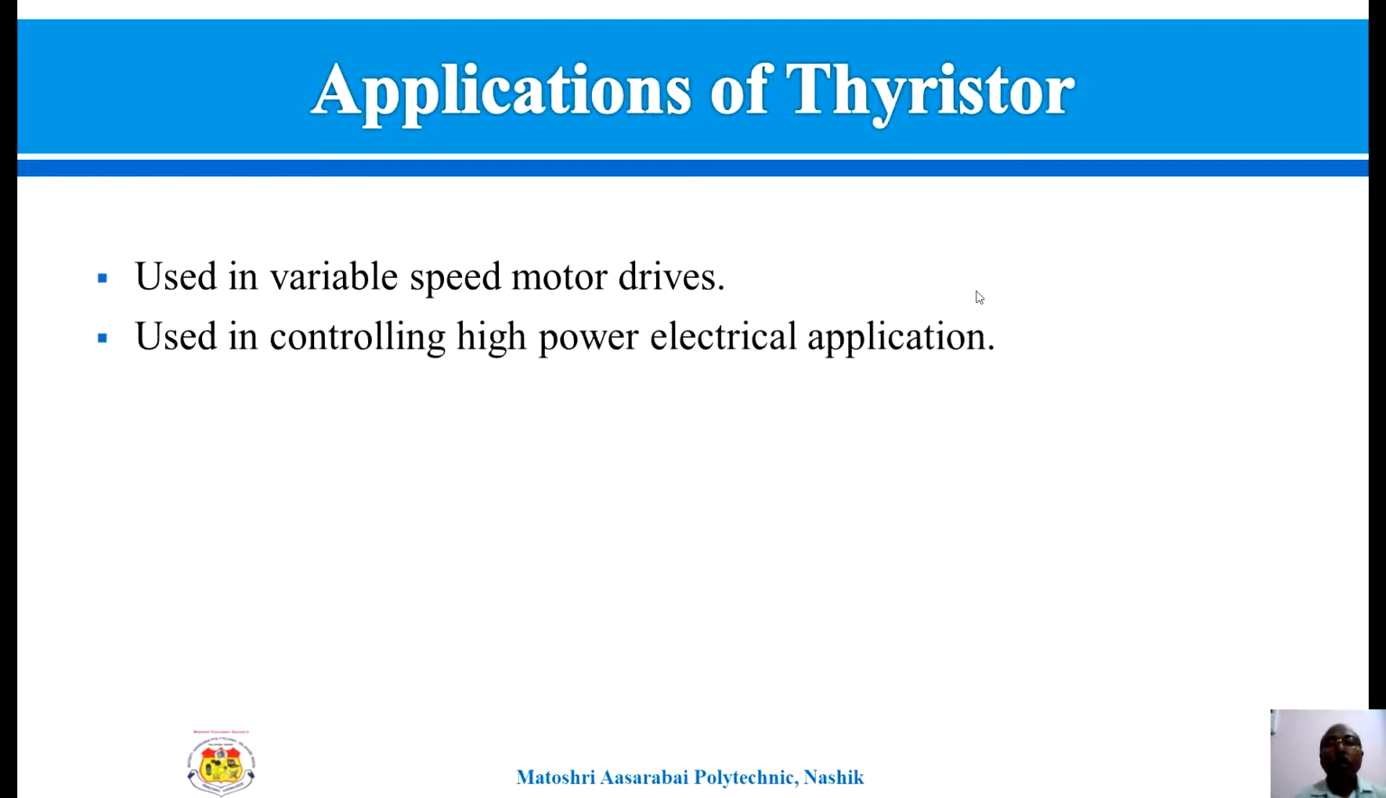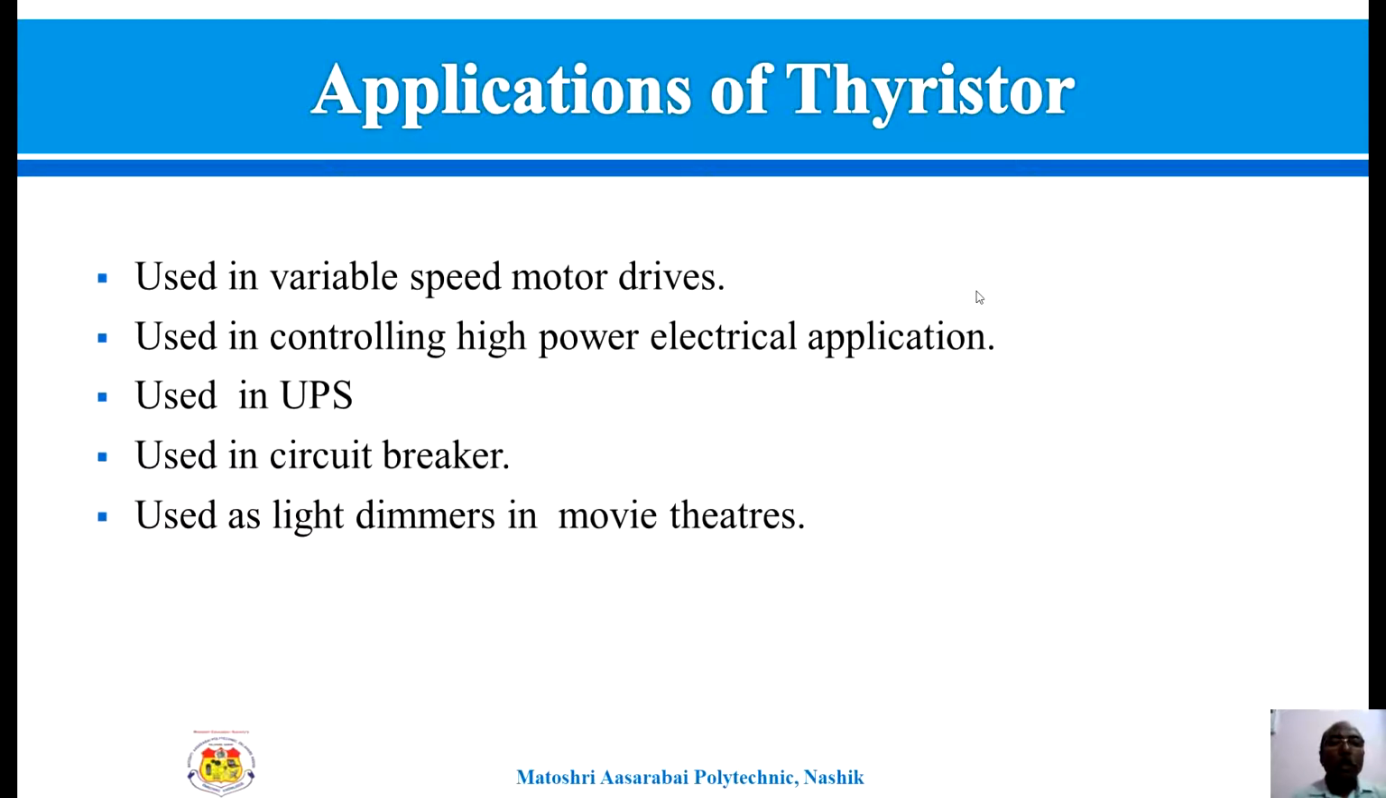Now we have the various applications of thyristors. Thyristors are used in variable speed motors and drives, used in controlling high power electrical applications, used in UPS, uninterruptible power supply, used in circuit breakers, used in light dimmers in movie theaters, used in electric fan speed control, that is as a speed regulator. A light dimmer circuit changes the intensity of light which we are using in the theaters.